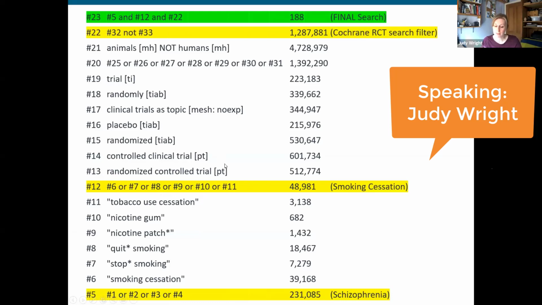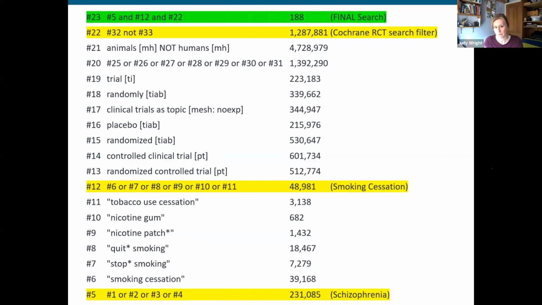I'm just trying to keep it as simple as possible for teaching today, but if you're going to go on and do a full systematic review search, you need to learn how to use the mesh headings and the title and the abstract searching, so you can make sure that you're searching for everything in the right place in the database.